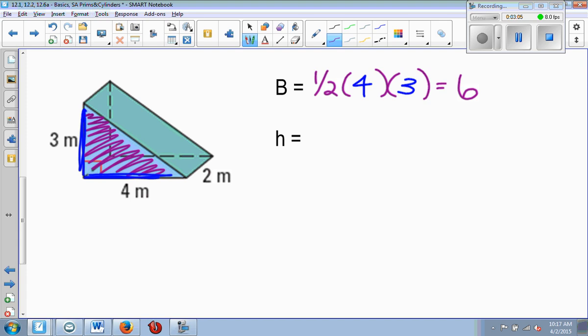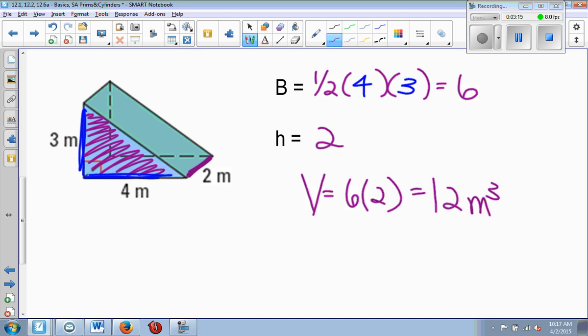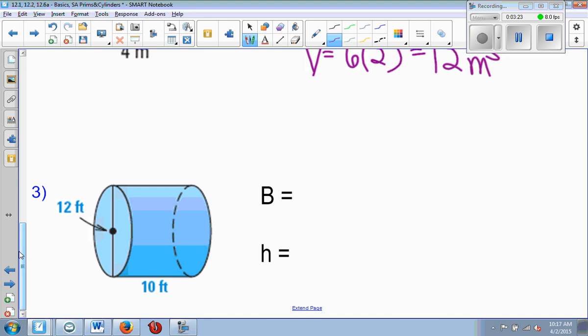The height of the figure is the distance between the triangular bases. In this case, it's 2. And my volume is simply just base times height. I get a final volume of 12 cubic meters. Very simple.